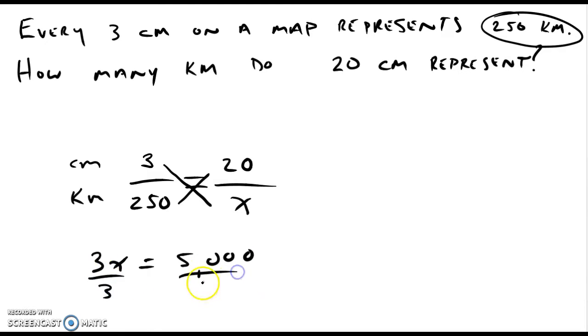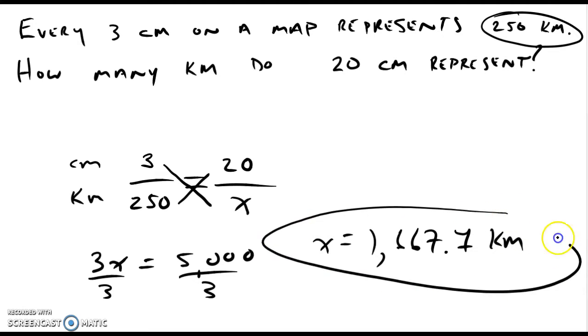Now we continue to solve this problem. We divide by 3 on both sides, and we wind up with x equal to 1,666.7, rounding to the tenths. Really what we get are repeated 6s, but I'm going to round to the tenths place, which is 0.7. Then try to always label your units. And there we go, there's a solution to that.